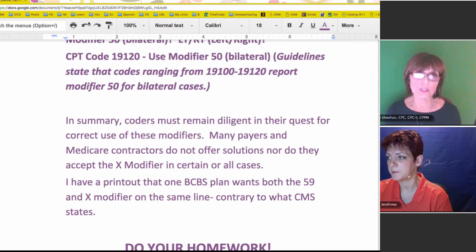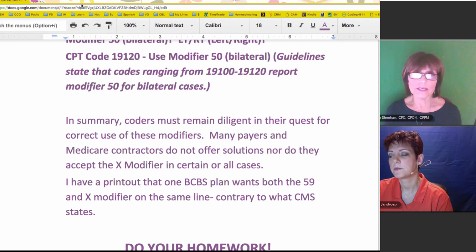Yes, and some of the contractors for Medicare don't even acknowledge the X modifier yet, and other contractors do. So the coder has to look at their contractor for Medicare to see if they'll accept it. 59 works, but those X's, it's iffy right now. And I'm sure that will change, but right now there really isn't much difference from last year.